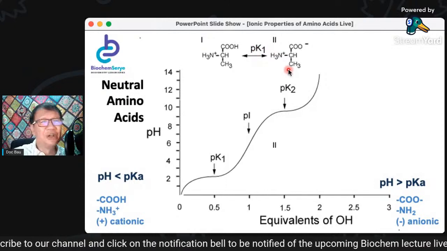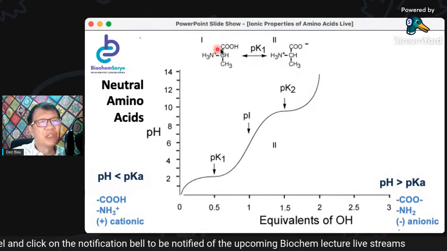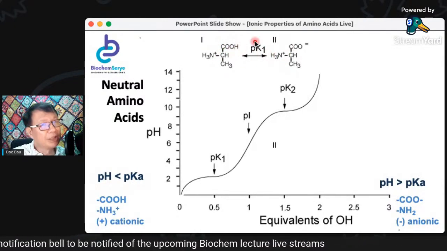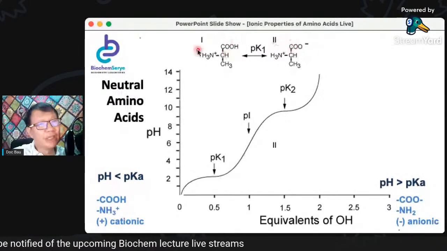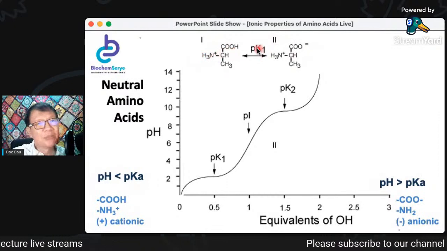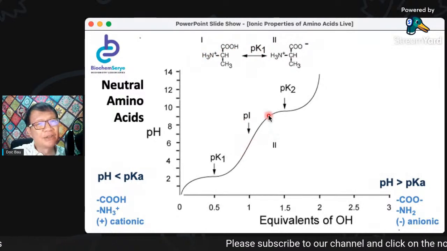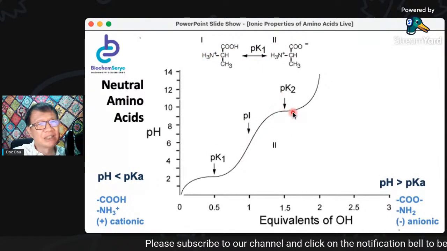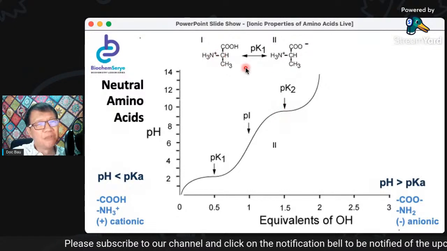Anyway, so what do we have here? The carboxyl group is deprotonated. The ammonium does not have to deprotonate yet because the pH is not yet that high. It hasn't reached the pKa of your amino group.